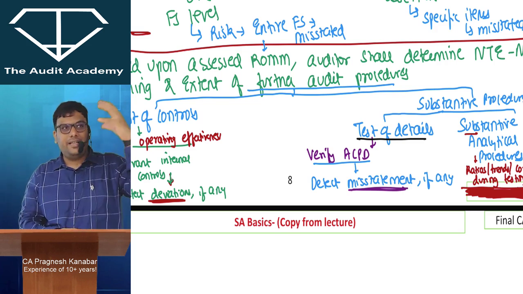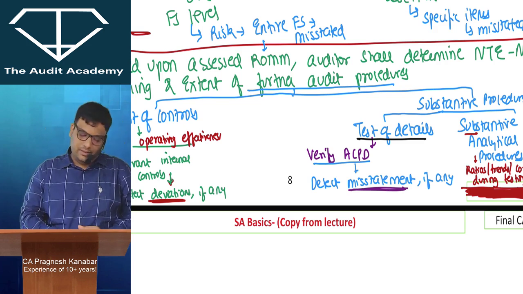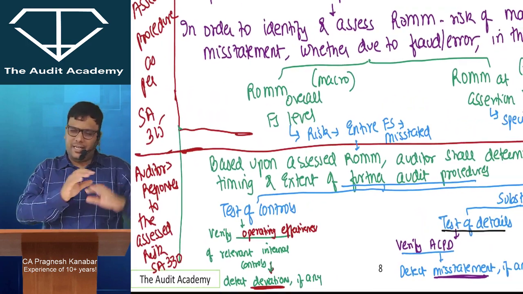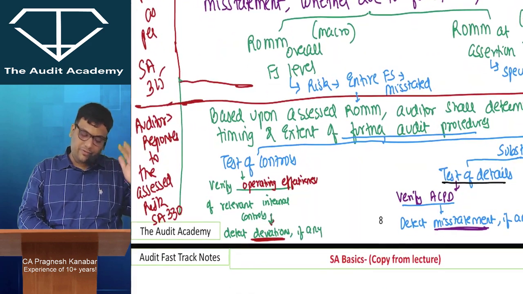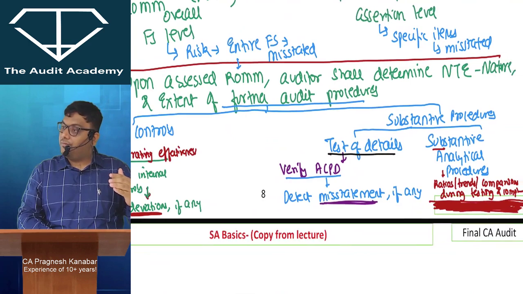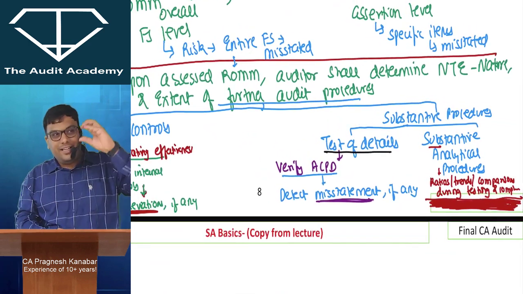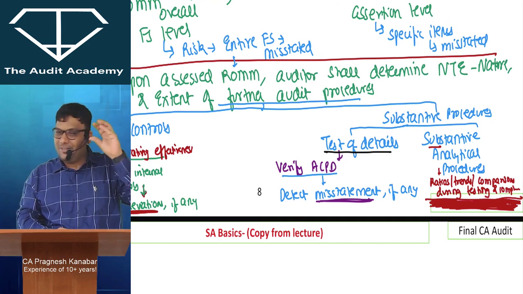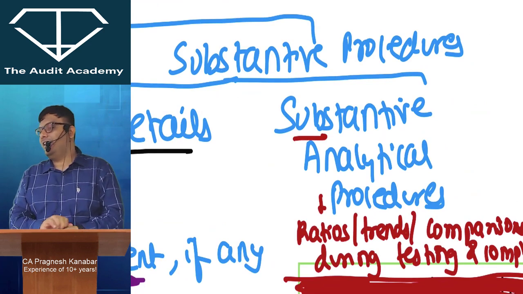So when I'm checking the relationship between sales, cost of goods sold and gross profit, which procedure is this? First of all, when I'm checking sales minus COGS equals gross profit, is this a risk assessment procedure or a further audit procedure? Further audit procedure. Is it TOC or TOD? It is a TOD, substantive procedures. But when you are just checking the relationship, total ratios and such, that is technically a substantive analytical procedure.